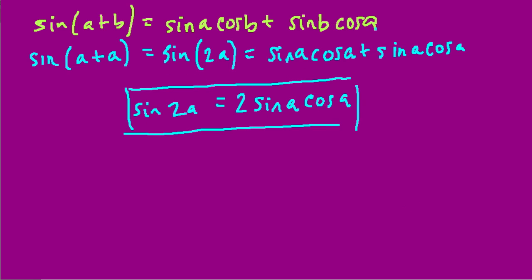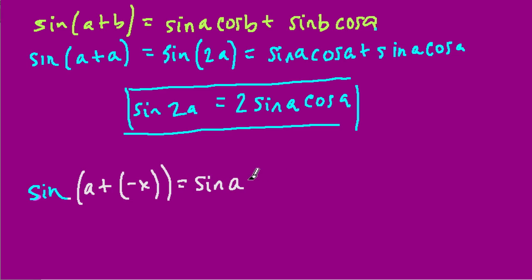And then we can wonder, well, what happens if we do the sine of A plus negative A? So A plus, well, let's say negative x, why not? So that's going to be equal to the sine of A times the cosine of negative x plus the sine of negative x times the cosine of A.